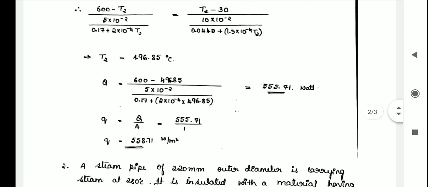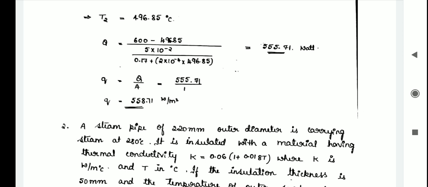Substitute the T2 value in the Q formula, that is delta T divided by R. So 600 minus 496.85 divided by L, which is 5 into 10 raised to minus 2 divided by 0.17 in the bracket 2 into 10 raised to minus 4 into 496.85. So Q you will get 555.71 watts. In the question they asked to find heat flux, right? So q is equal to Q divided by A, that is 555.71 divided by area 1, right? So heat flux is equal to 558.71 watt per meter square.